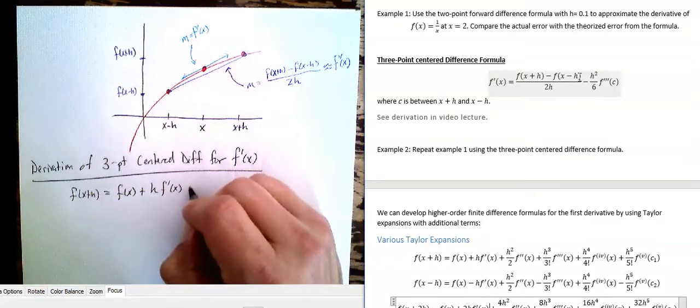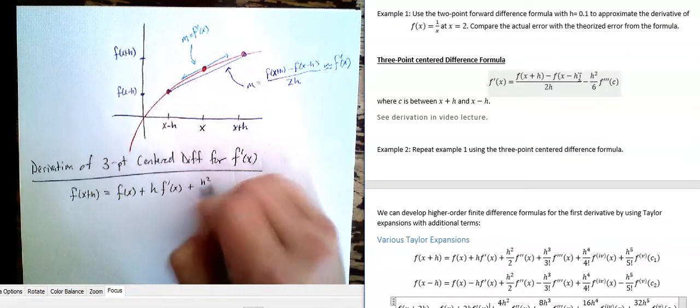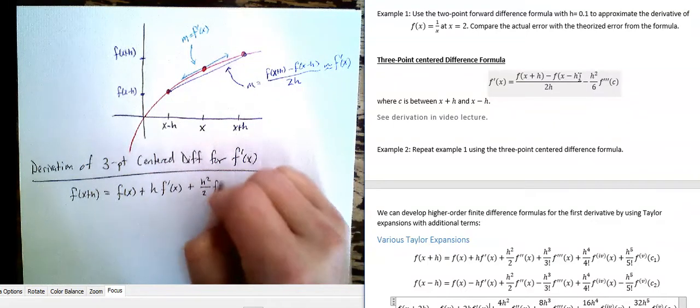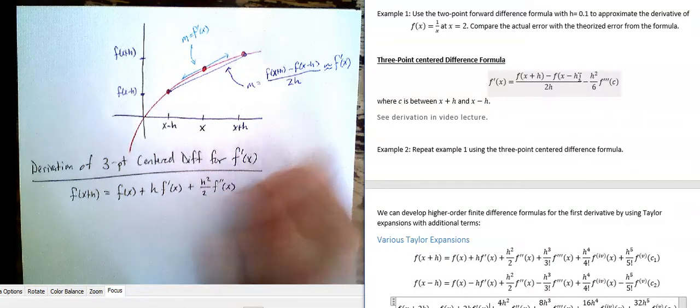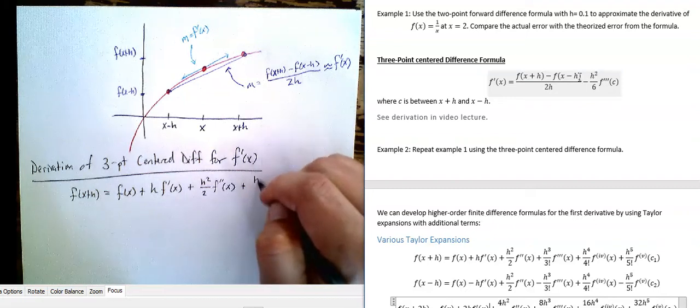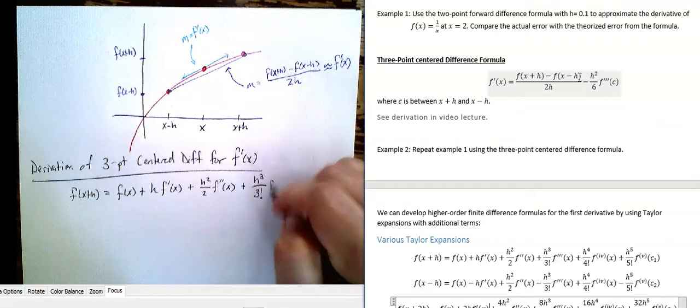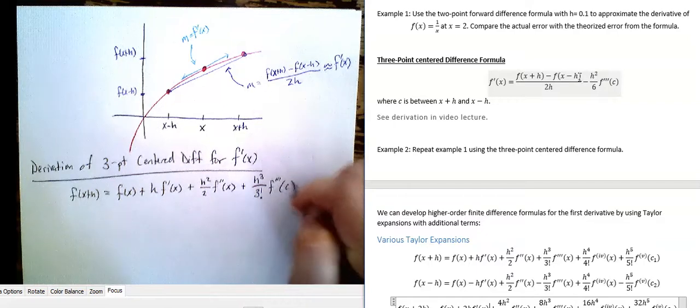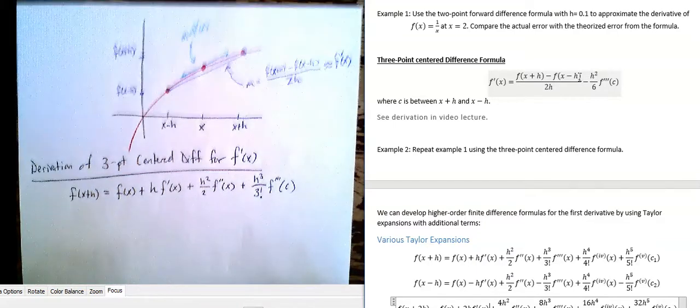So we need to go out to 3 derivatives. So I'm going to add an extra term. So we'll have h squared over 2 factorial, or just 2, f double prime of x plus h cubed over 3 factorial times f triple prime at c. That's going to be our error term. Okay.